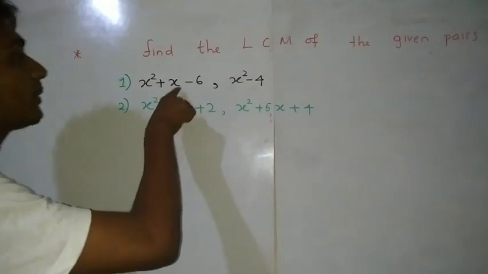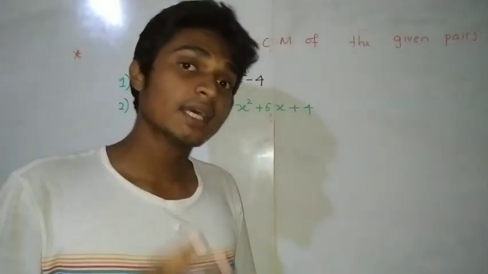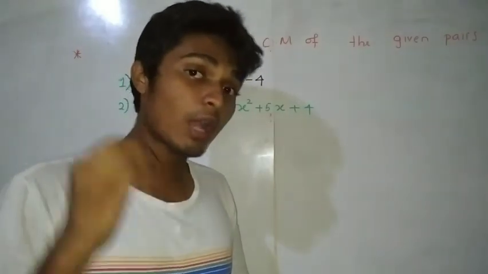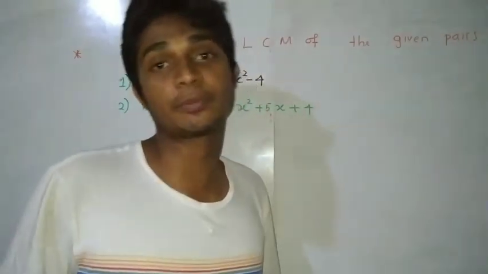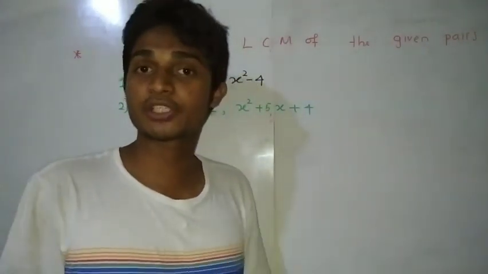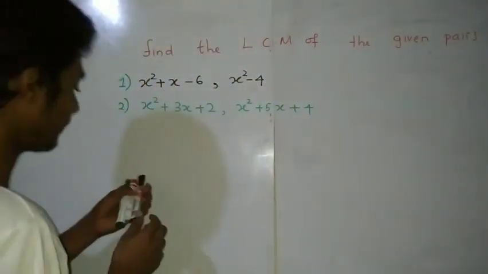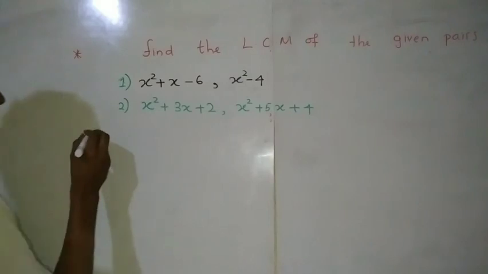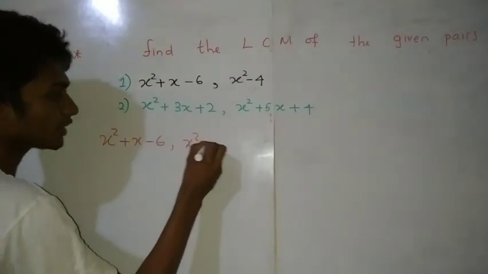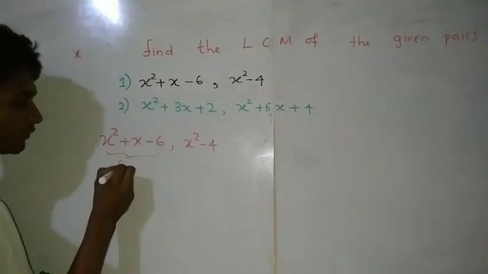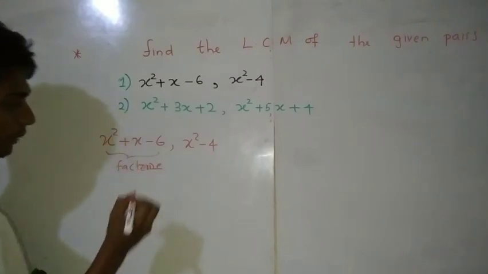So if you consider x squared plus x minus 6 and x squared minus 4, if you look at the last video, what we said was we have to factorize as much as possible. The given expression should be factorized as much as possible, right? For example, if you have x squared plus x minus 6 comma x squared minus 4, if I factorize this, what am I going to get?